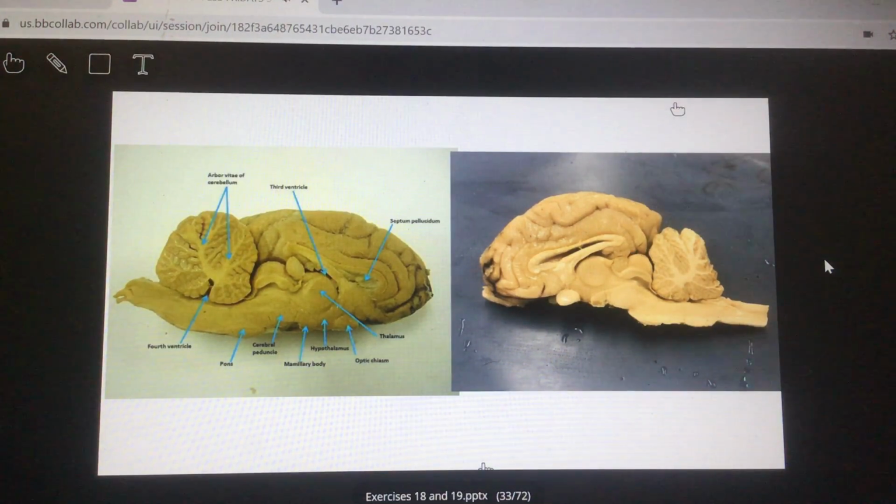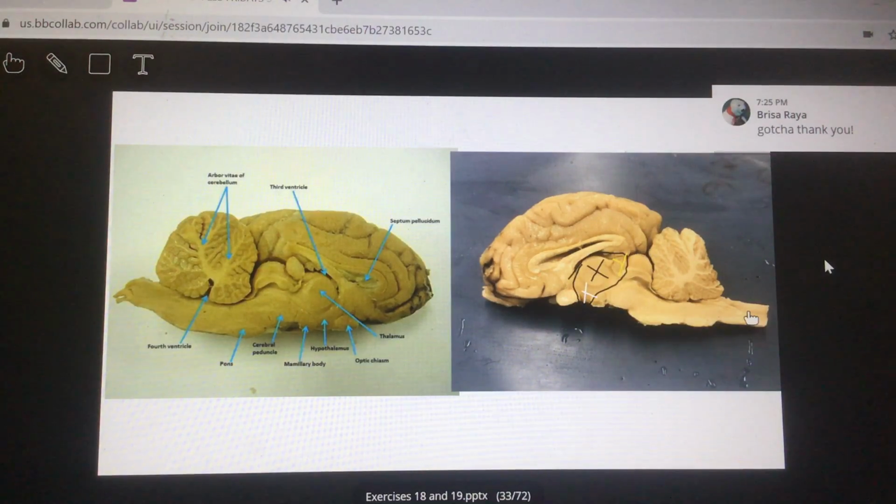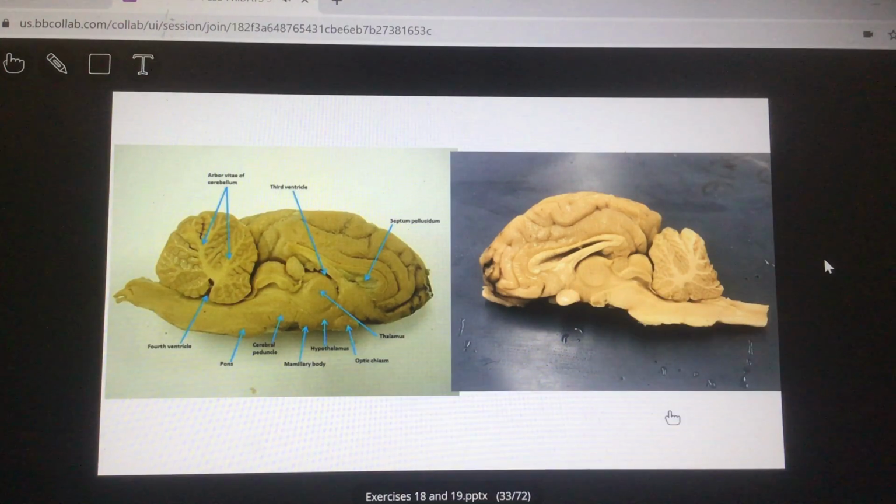So the diencephalon would be, hold on, let me make sure I get this right. I don't want to go too far. Basically just this area like that, right? With the thalamus being in the middle, the epithalamus or pineal gland being over here, posterior, and then the hypothalamus being anterior, slightly inferior. Yep. Awesome, guys. Good job.